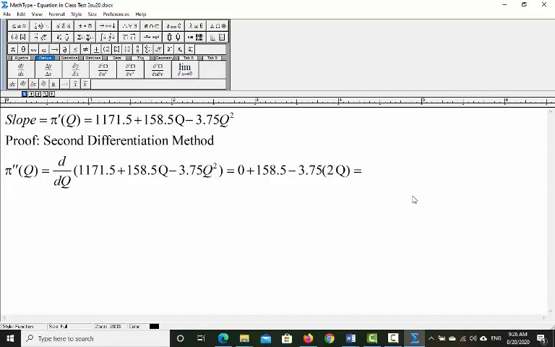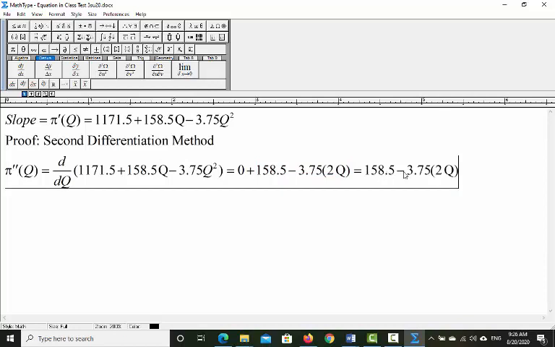So after doing differentiation we got this one. 3.75 multiplied by 2 means 7.5 Q. So 7.5 Q is what we got after doing second time differentiation.